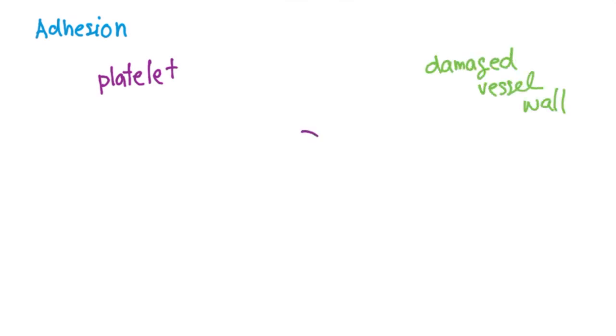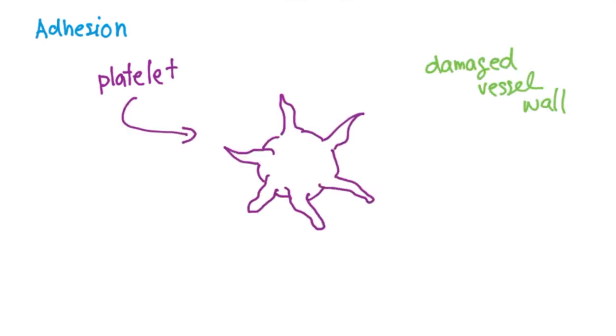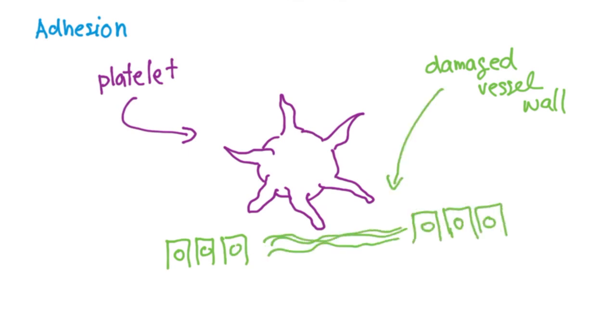Okay, so just to recap, what is adhesion? Adhesion means adhesion of a platelet to the damaged vessel wall. Platelets can use many molecules and factors to bind to the damaged vessel wall, but the main ones I want you to remember are collagen and von Willebrand's factor.